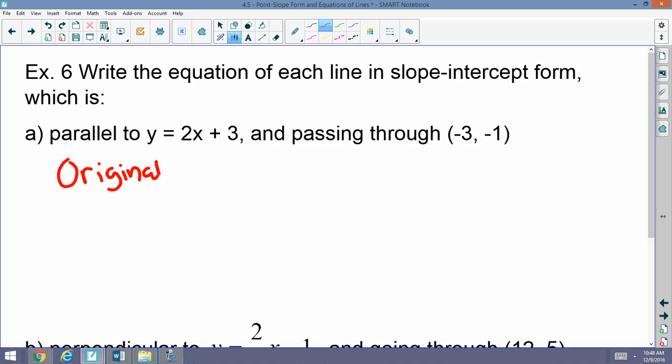Well, he's starting out semi-good. I wish he would have labeled his, there you go. Now he's labeling his x1, y1. Now he got his original slope of 2. Okay, and it's parallel. So his parallel slope is also going to be 2. Very good, my man.